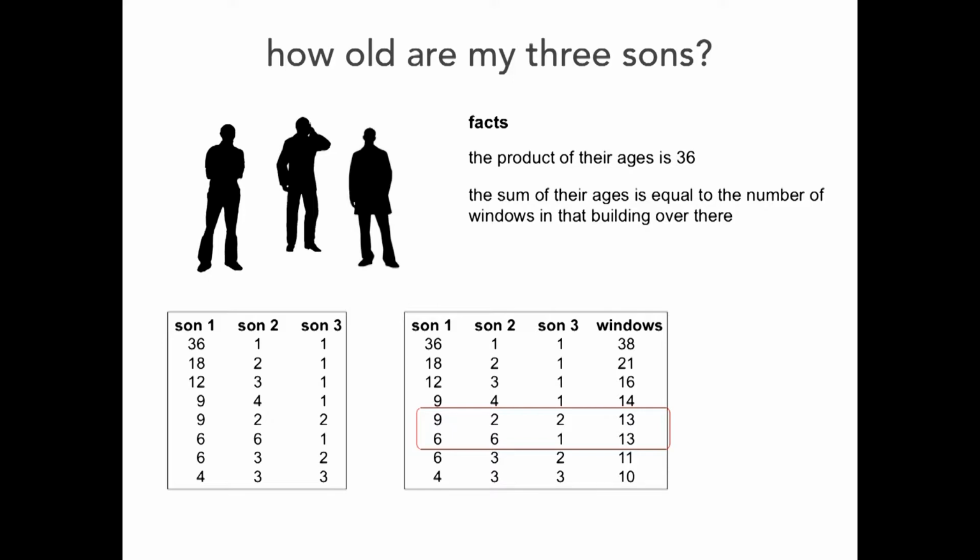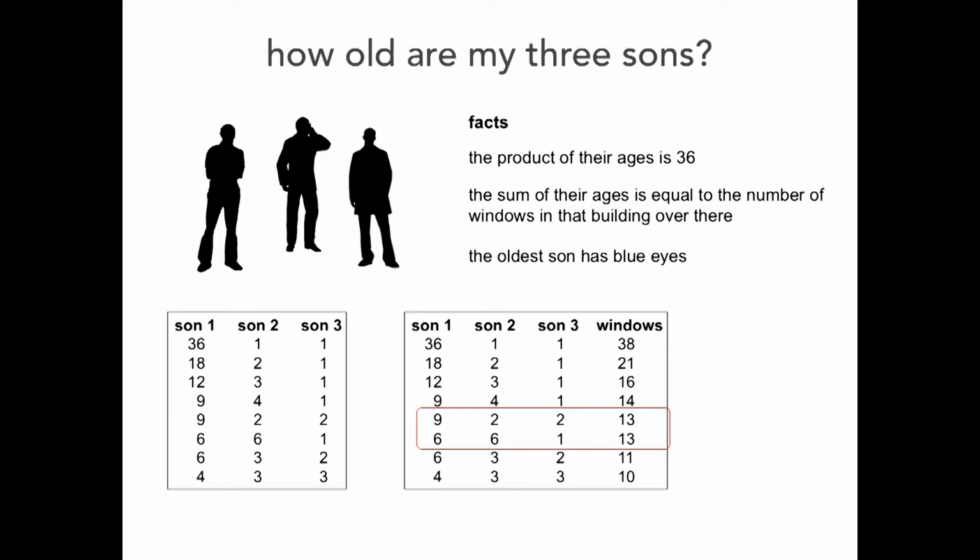But in fact, he saw 13 windows. He had to because why? He had to ask for another piece of information. And what was that presumably irrelevant piece of information? Well, it was that my oldest son has blue eyes.